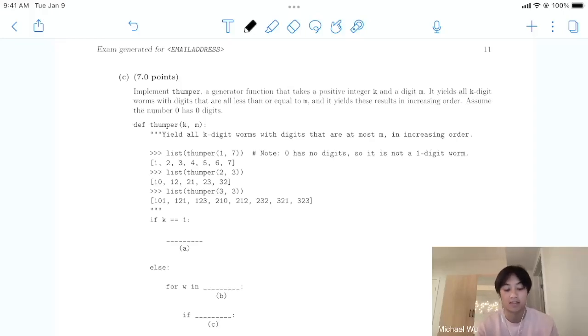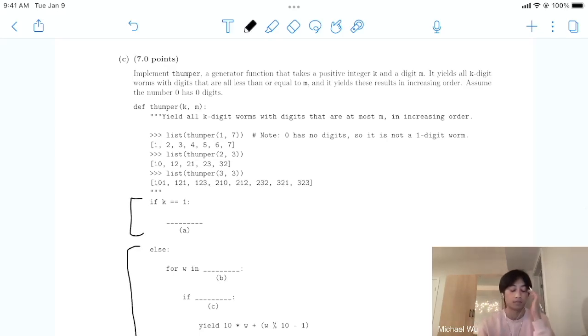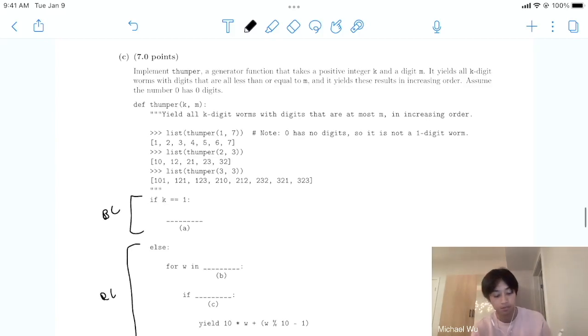Now, part C asks us to implement Thumper, a generator function that takes a positive integer k and a digit m, and it yields all k-digit worms with digits that are all less than or equal to m. It yields these results in increasing order. Also, assume the number 0 has 0 digits. Okay, cool. So we have our standard if-else kind of structure. So we know it's going to be base case, recursive case.